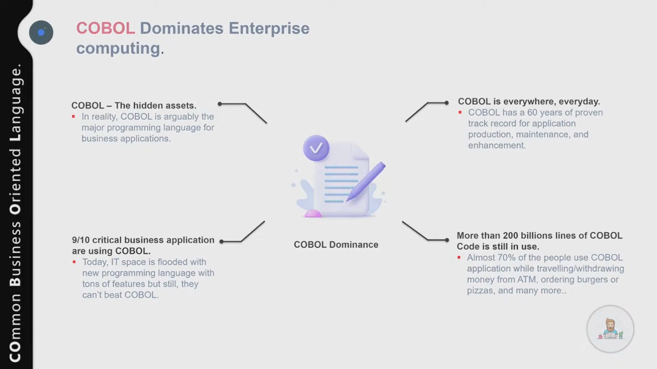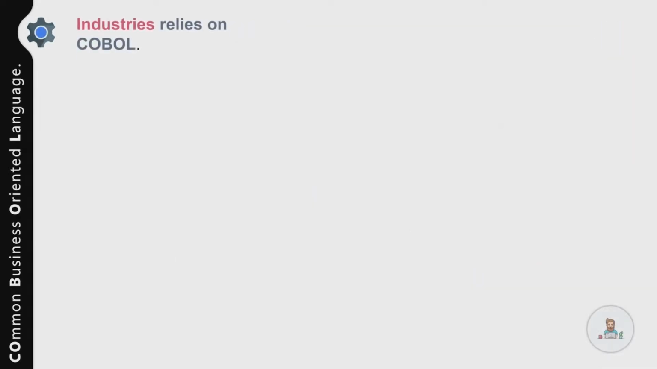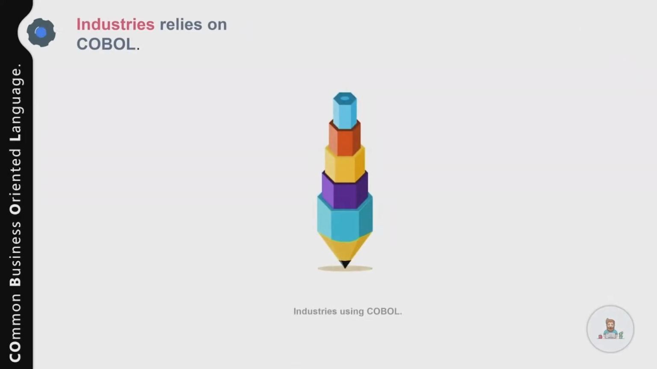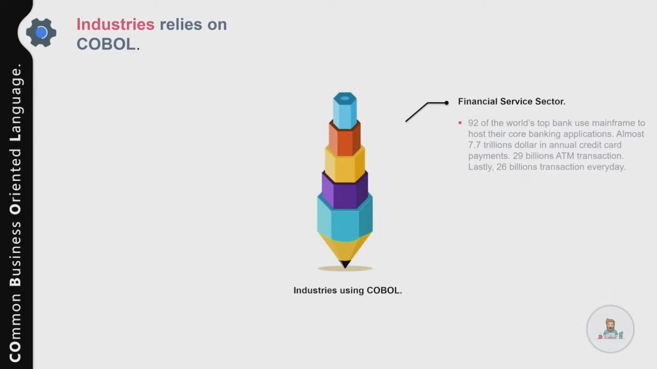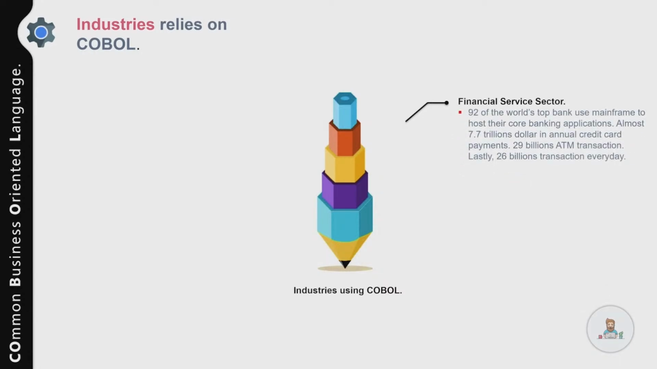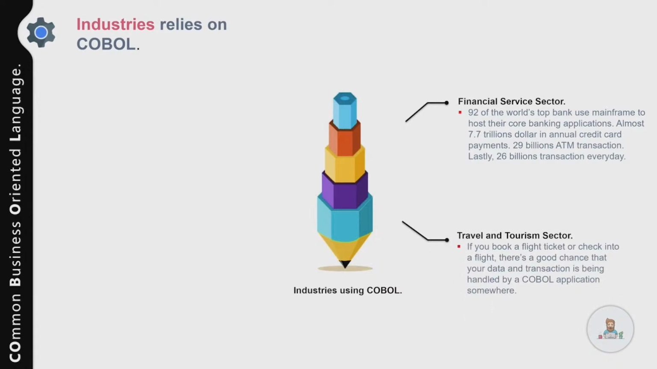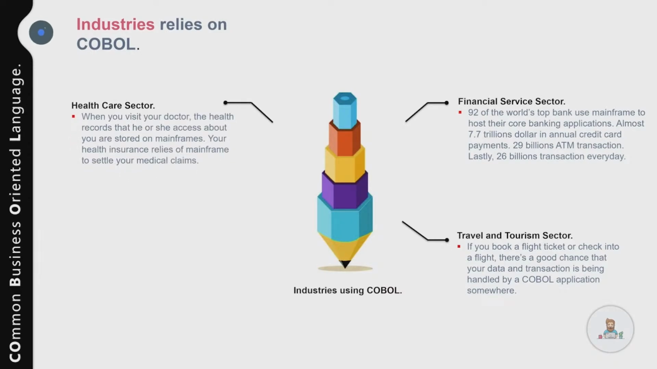Now let's talk about different sectors or industries that rely heavily on COBOL applications. So the first one is the financial sector. In the financial sector, almost 92 of the world's top banks use mainframes to host their core banking applications. Almost 26 billion transactions are processed daily by COBOL applications.